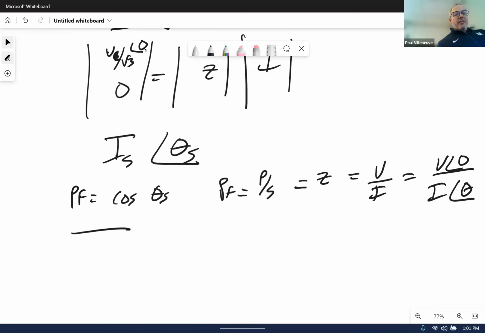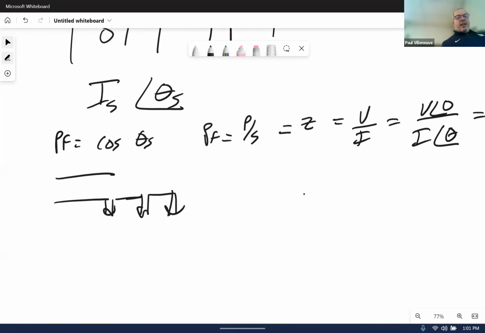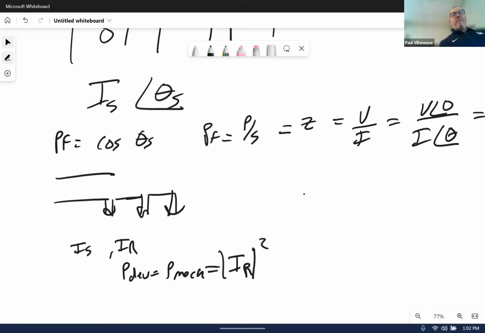You can either do the diagram where you have the powers dropping off, totally up to you, or once you know I stator and I rotor, the question is, what is the developed power? P developed, the mechanical power, is equal to the magnitude of I R squared times R2 times (1 minus S) over S. Right?